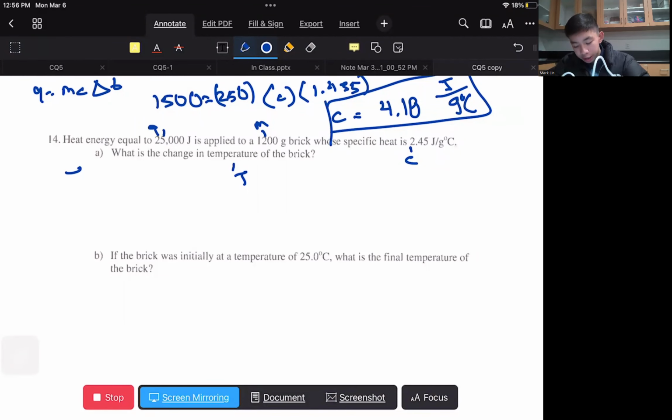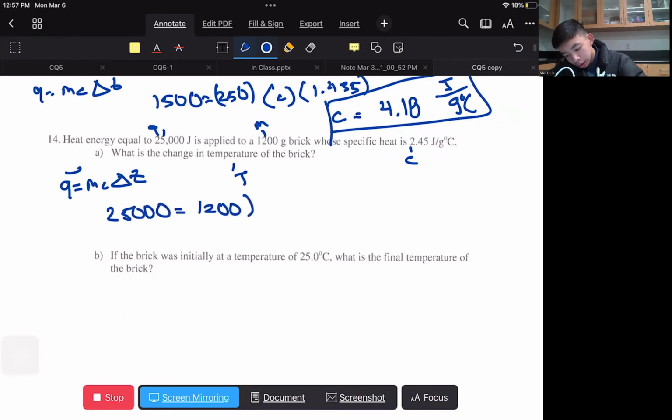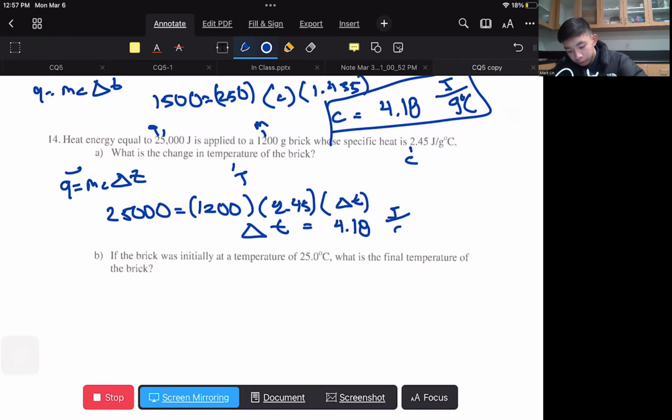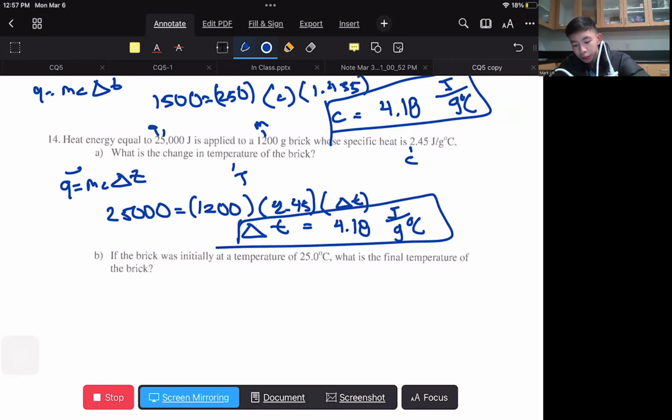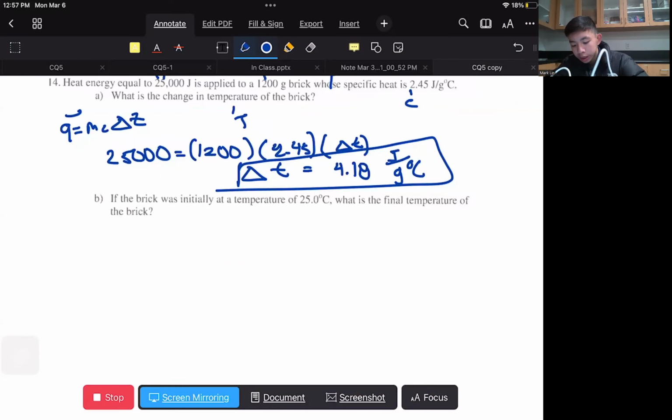So we're trying to find T. So still using the same formula, Q equals MC delta T. Q is 25,000, M is 120, C is 2.45, and delta T is what we're trying to find. So plug this all in your calculator. The brick's initial temperature was 25 degrees. What is the final temperature of the brick? So the temperature change we just found out was 4.18.